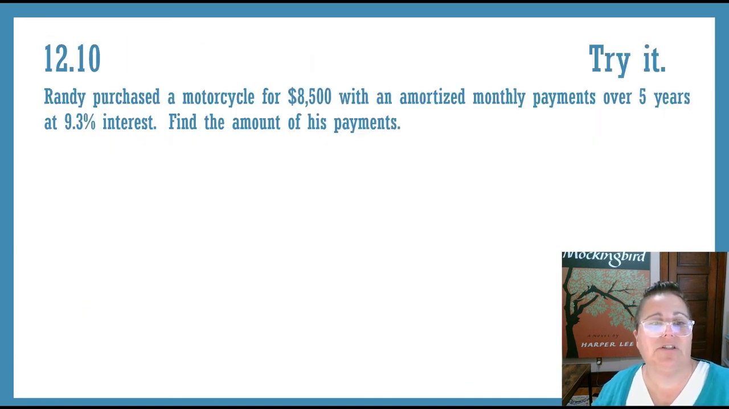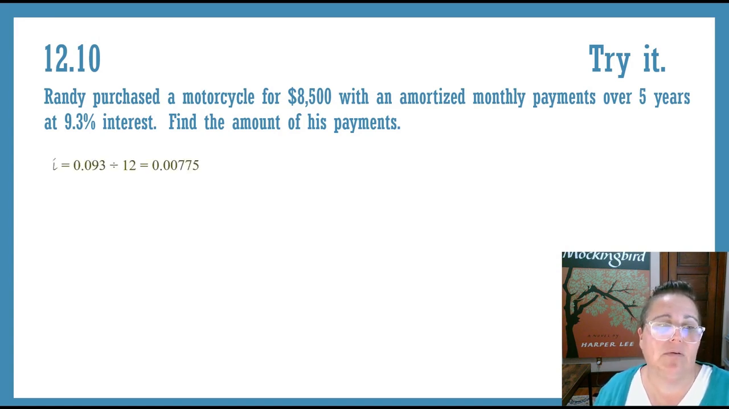All right. Randy purchases a motorcycle for $8,500 with amortized monthly payments over 5 years at 9.3% interest. We want to find the amount of his payments. His interest rate is 9.3%. I'm going to use the formula. So I'm going to do 0.093.